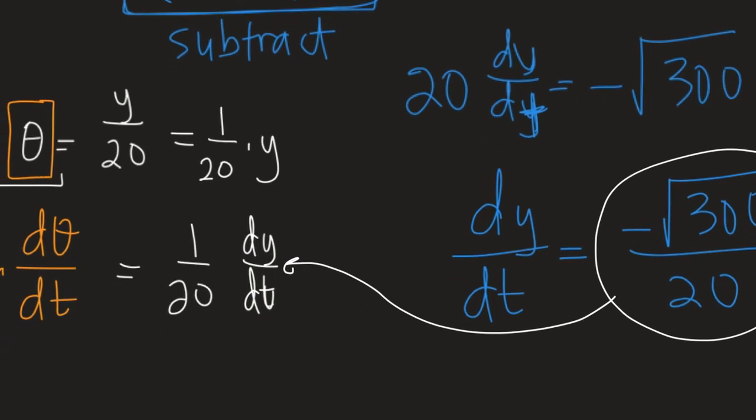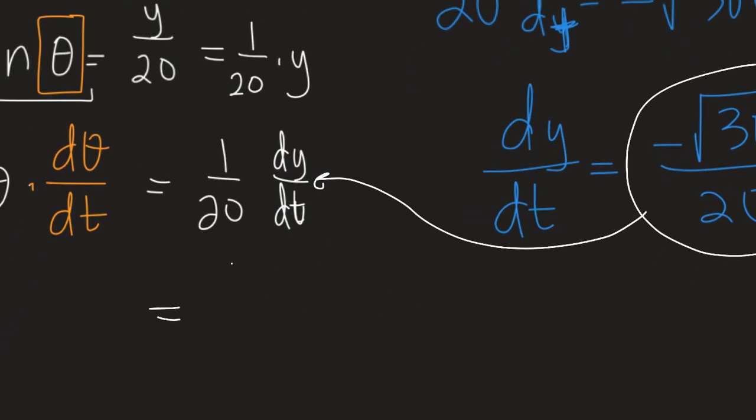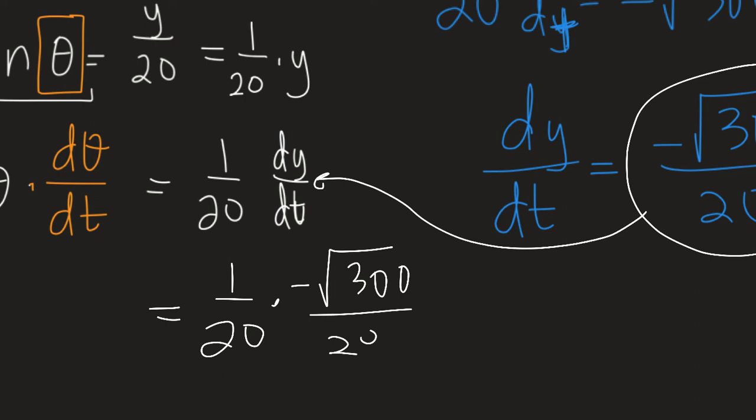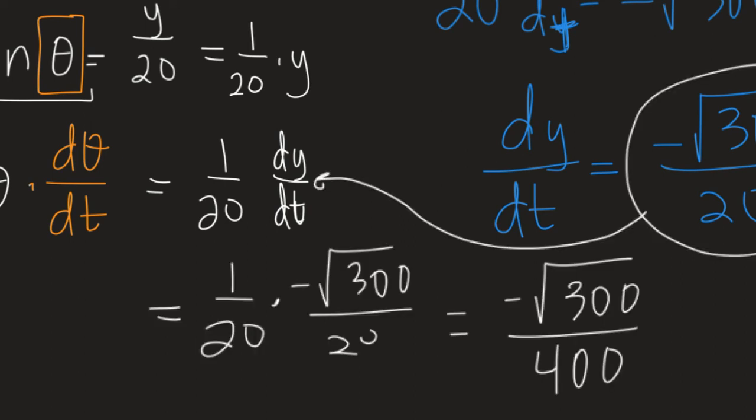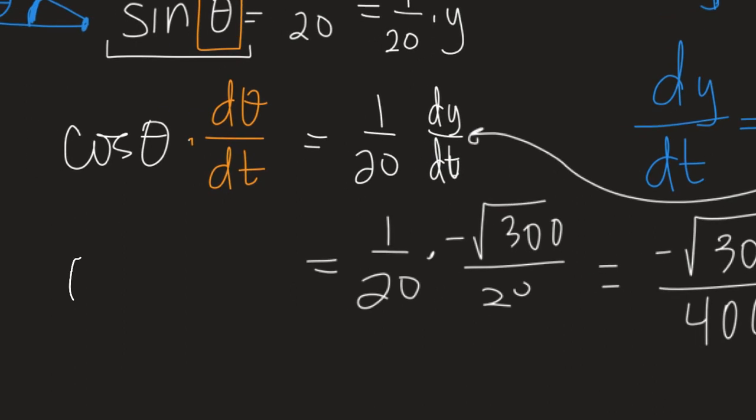In fact, let's do it right now. 1 over 20 times negative root 300 over 20 also. That's the rate at which my y is changing, dy dt, which I calculated a second ago. So that's negative root 300 over 400, which equals cosine of theta times d theta dt. Usually these trig ones are kind of involved.